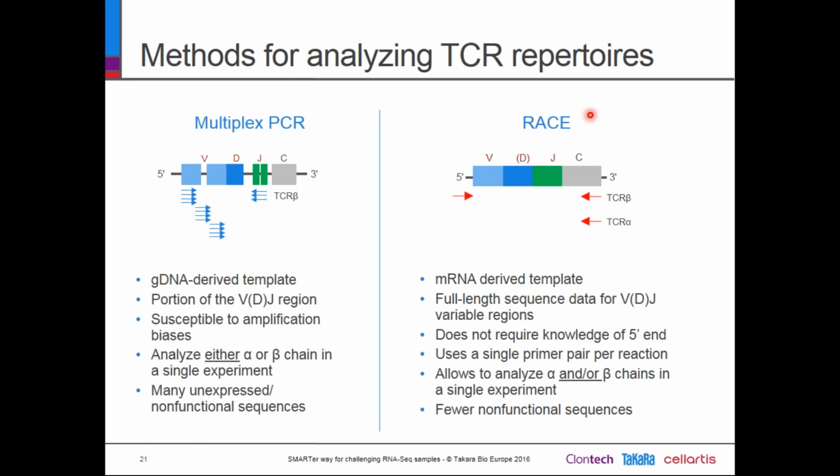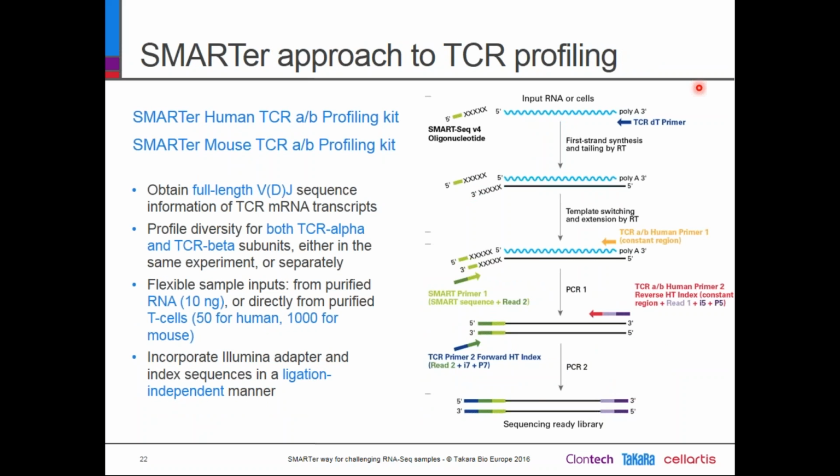Another way of doing that is using a RACE approach, in which you start from an mRNA-derived template, so you will be closer to the actual protein sequence than when you start from gDNA. And RACE will allow you to get the full sequencing data for the whole variable region. You only need to design primers against the constant region, and you will be able to get the 5' end of the transcript without knowing the sequence. And you can also put primers for the alpha and the beta regions in the same experiment. So this is a method that we have adapted in our SMARTer TCR alpha and beta profiling kits.